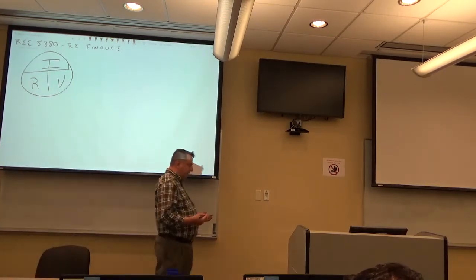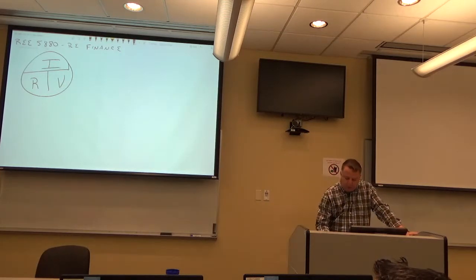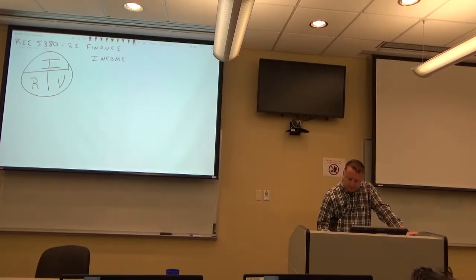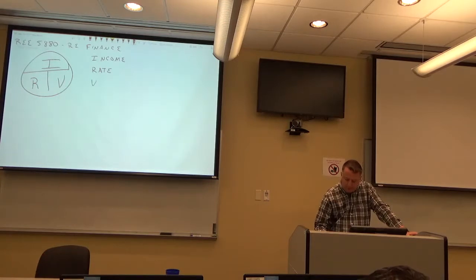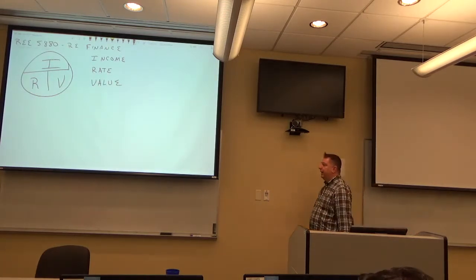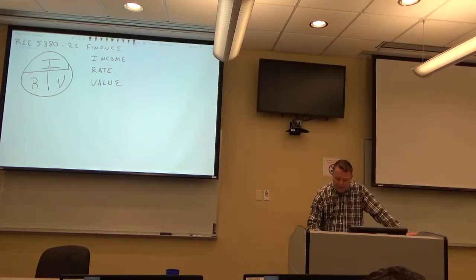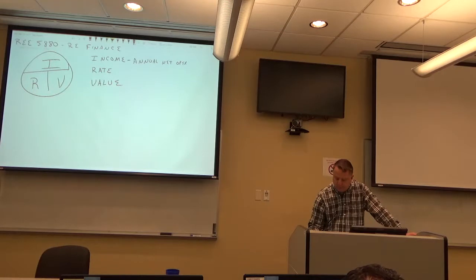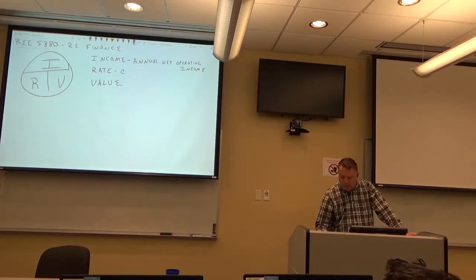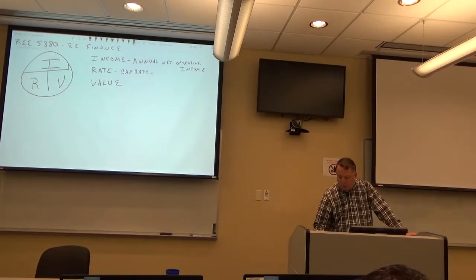And what this is, it's a simple little formula that relates to the income from a property, the cap rate or rate of return, and the value. Okay, how many of you have seen this before? Anybody? Okay, handful of you. All right, now, the income number is typically going to be annual net operating income. The rate, we're either going to call it the cap rate or rate of return. And the value, typically here, we're referring to investment value.